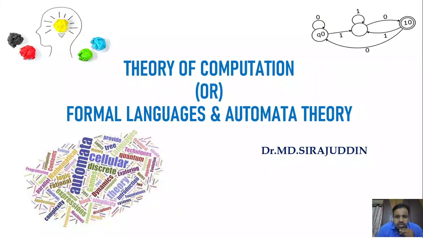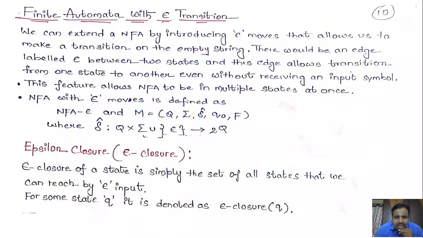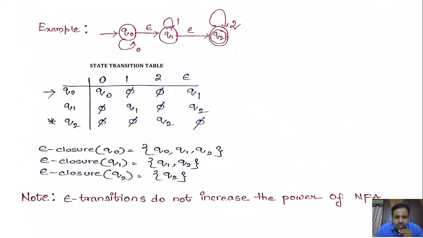Before discussing this concept, let us have a look at the concepts we have seen in the previous session. In the previous session, we saw what is NFA with epsilon transition, what is the necessity of NFA with epsilon, then the most important operation, epsilon closure, what it is, and how we calculate it.